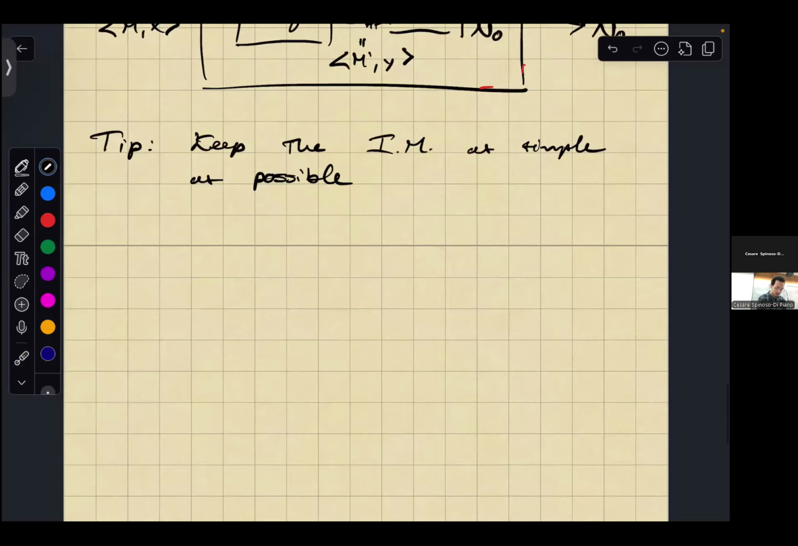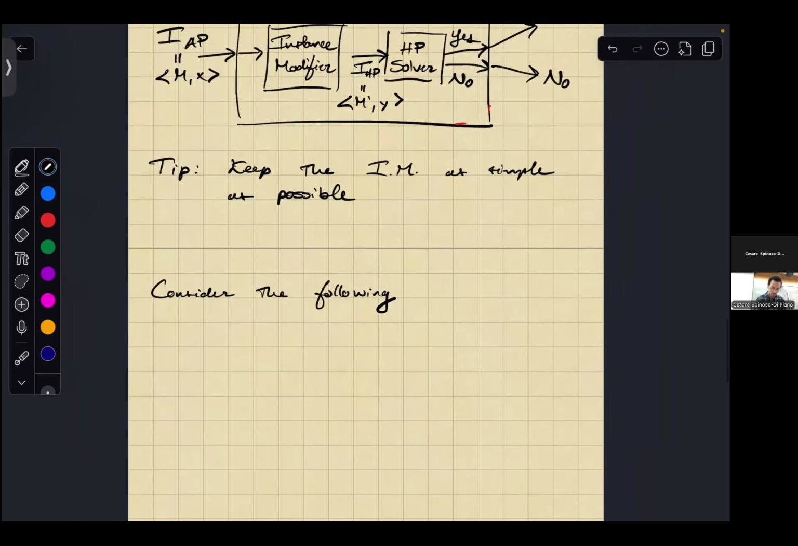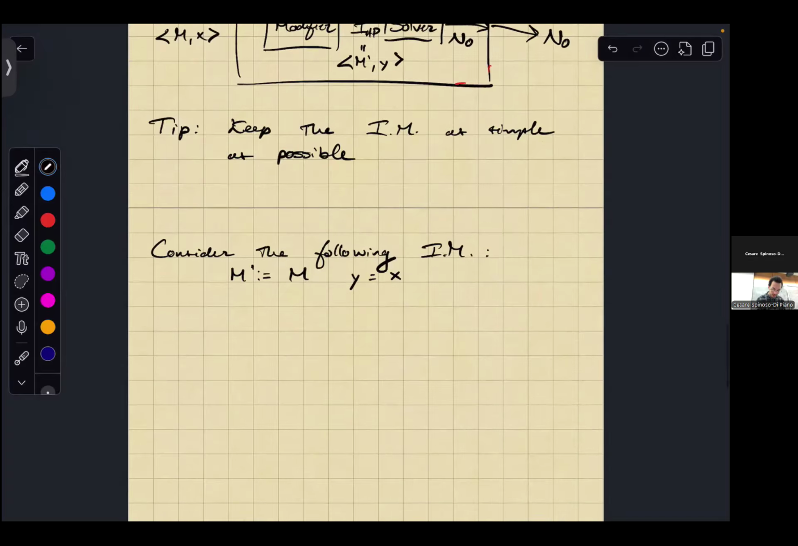So consider the input. The input to the AP solver is going to be the same as for now, right? Consider the following instance modification. Essentially, what the instance modifier does is it just copies the Turing machine and the input. So it says, M prime is going to be M, and Y is going to be X, right?